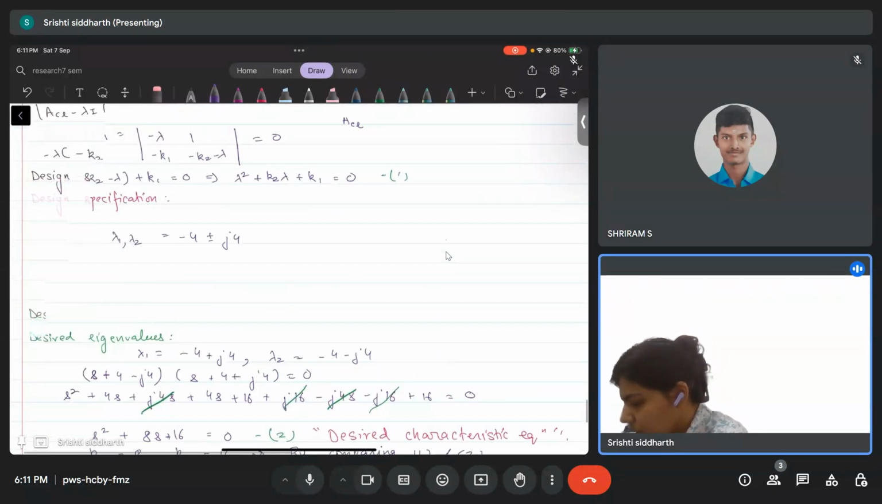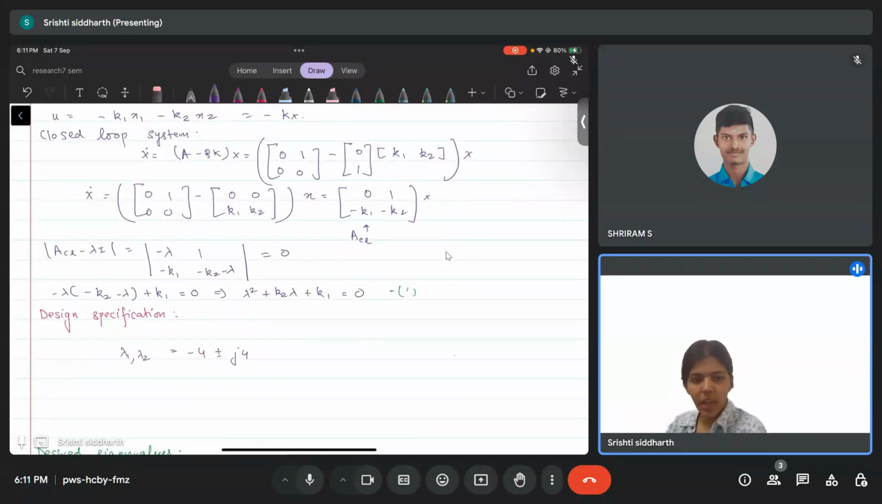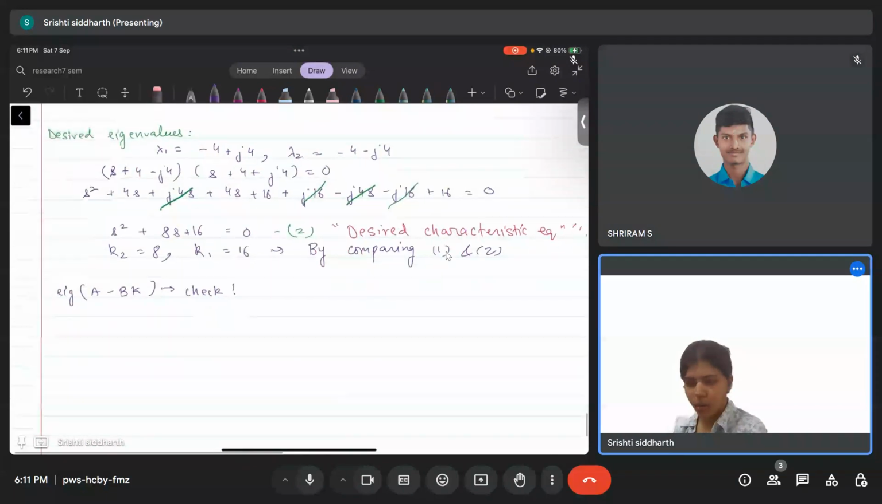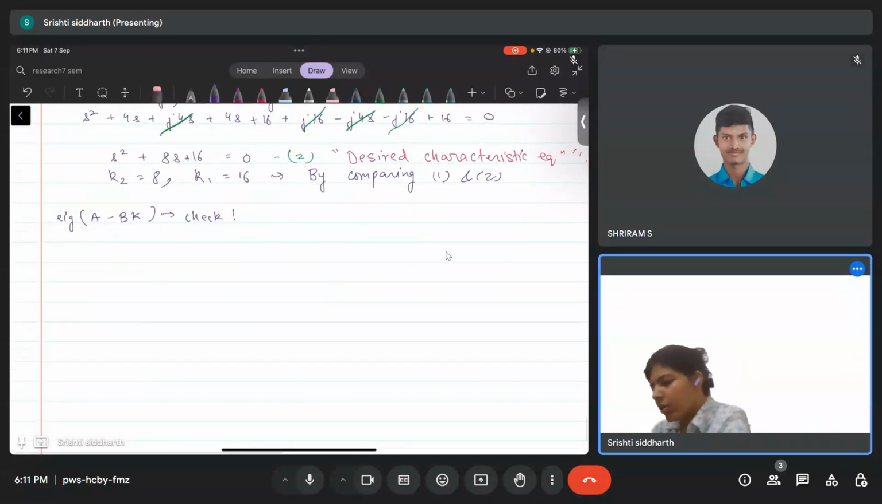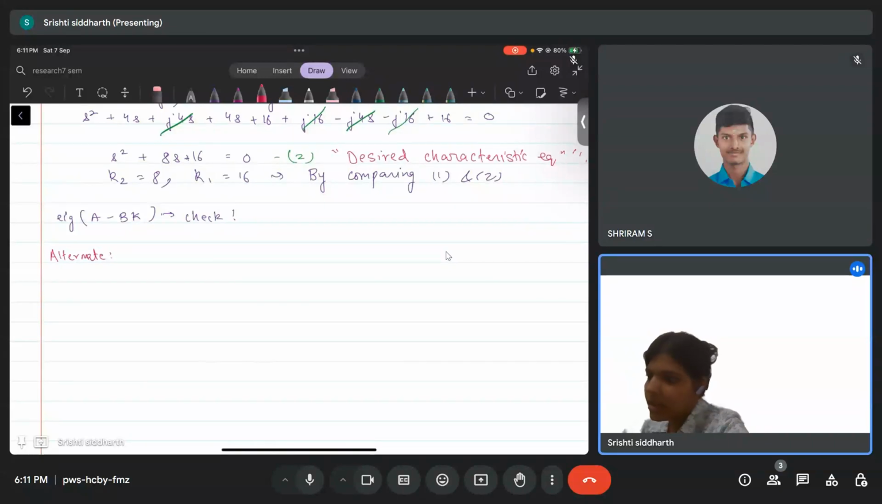So this was the case when we have just used the brute force method. We have some A matrix. We have computed A minus BK and then equated the two equations. So the alternative approach is to first convert the system into the CCF form and then design the gain, right?